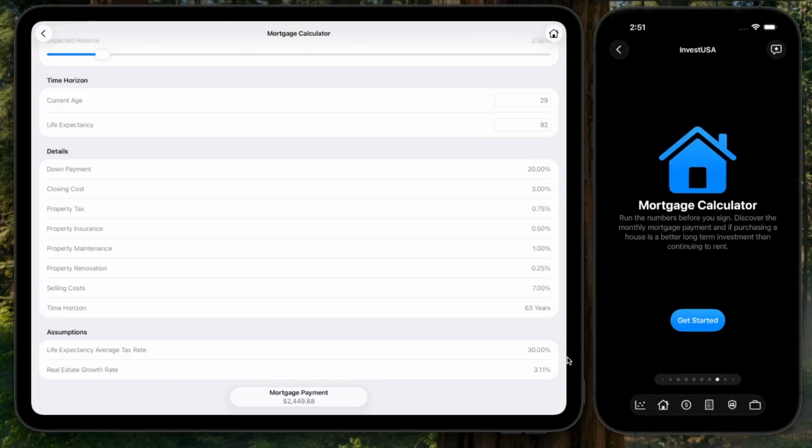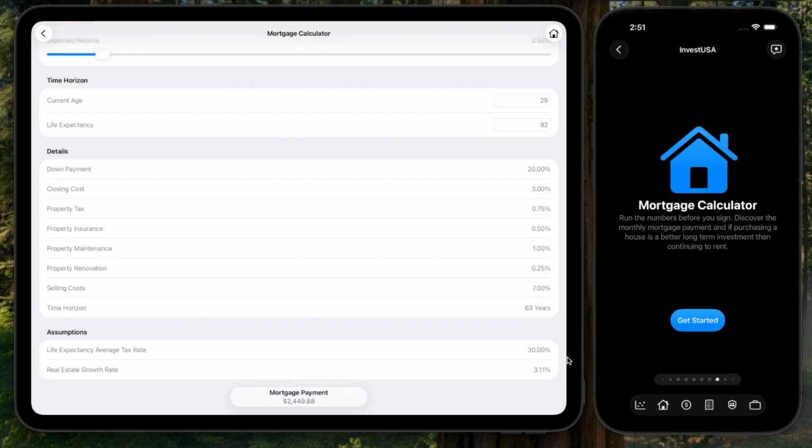When it comes to the details, it's telling you how much your down payment percentage was. So a $100,000 down payment on a $500,000 house is a 20% down payment. And it's going to measure all the bars, how you slide them when it comes up with the values. So in this example, we're looking at closing costs of 3%, property tax of 0.75, property insurance of 0.5, property maintenance of 1%, and property renovations at 0.25. These are all those bars that you can slide yourselves.